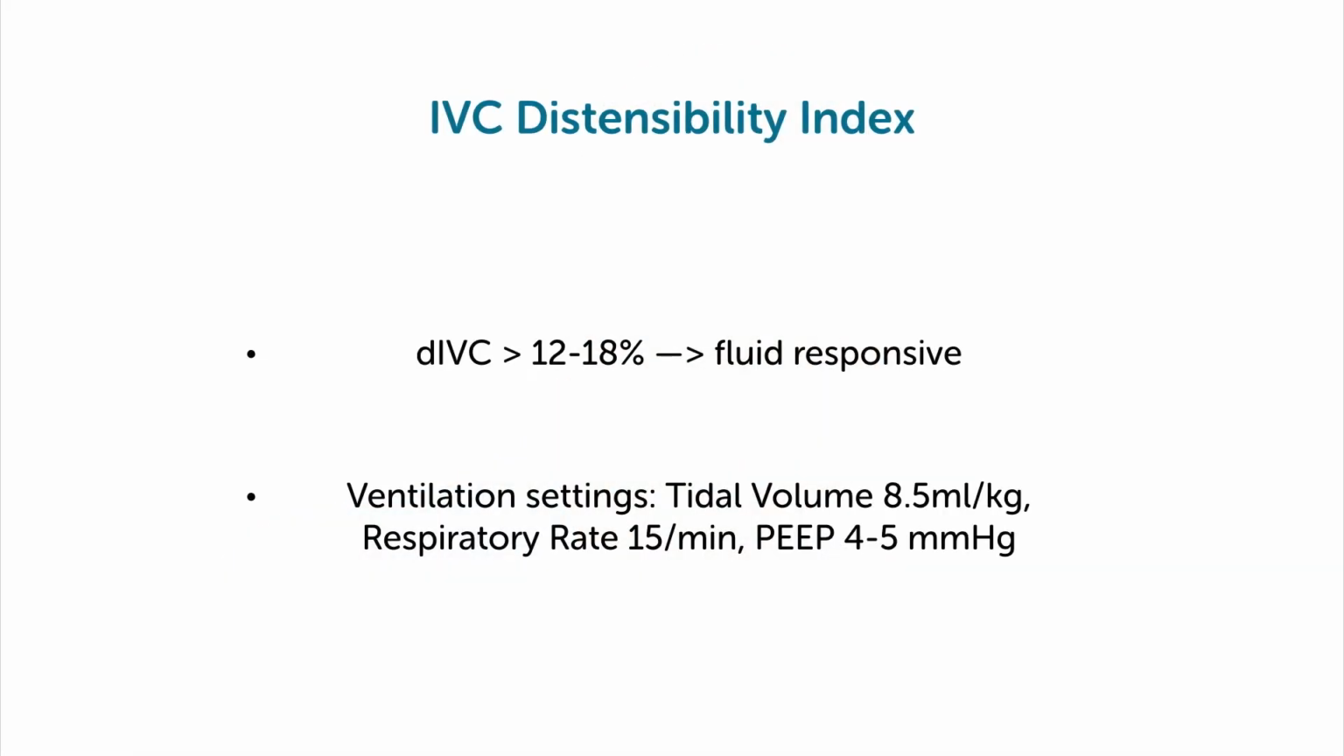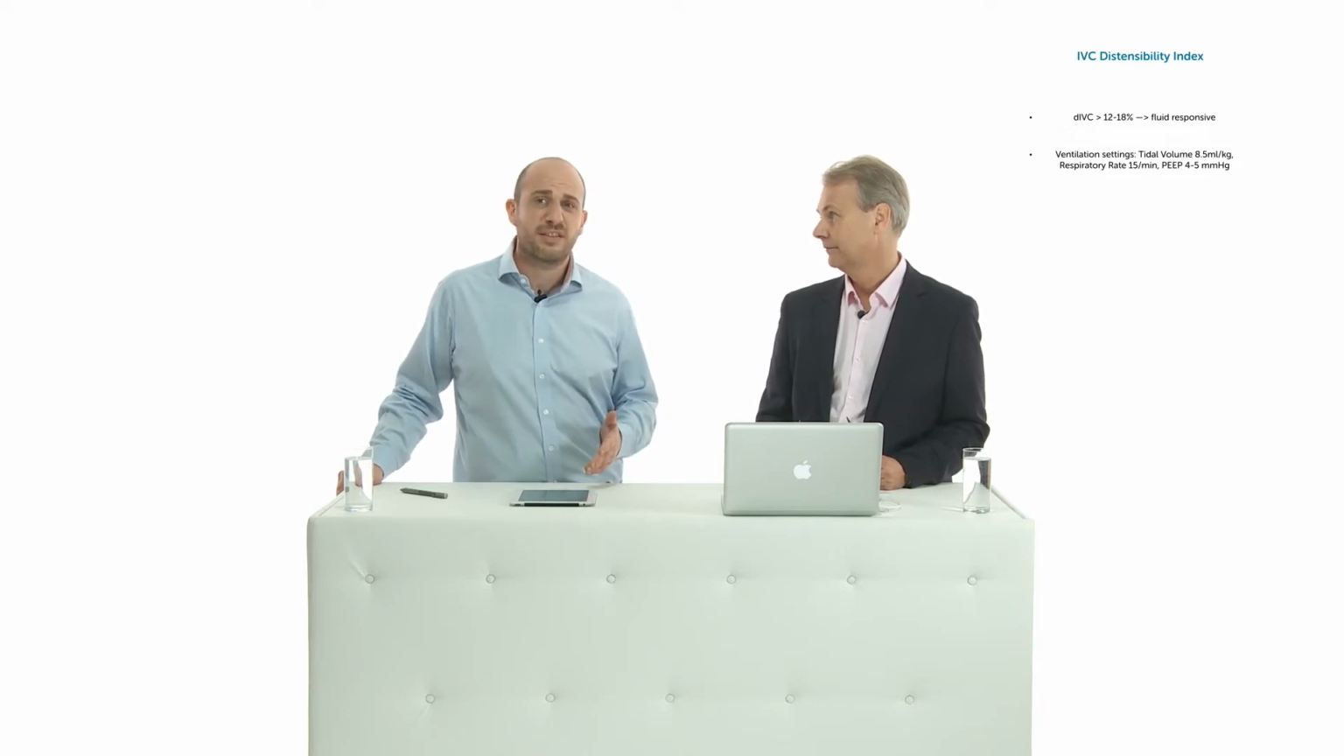Most of the studies showed this in patients with special ventilation settings: a tidal volume of 8.5 milliliters per kilogram, a respiratory rate of 15 breaths per minute, and a PEEP between 4 and 5 millimeters of mercury. So if you don't have these settings, the parameter is maybe not as reliable? Probably not, or I would suggest taking another parameter. Okay, and I'm sure you're going to show us which parameter.